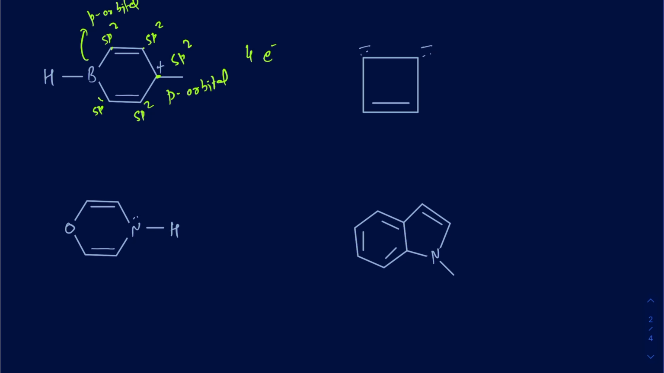4 electrons. And why 4? Because I got 2 pi bonds. They're going to bring 2 electrons each, and it does not have anything on that carbon bearing the positive charge, and it does not have anything on the boron either. There's no electron. It's electron deficient. So 4 pi electrons, and as a result, it's going to follow the 4n rule, and that makes it anti-aromatic in that particular case. What about this next one here?